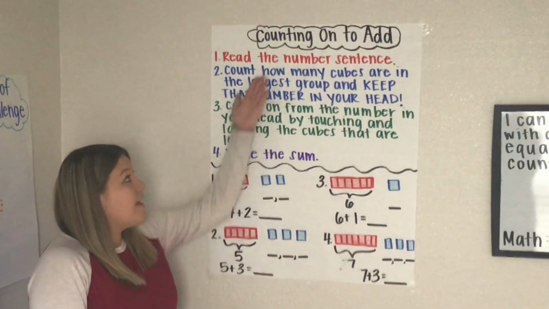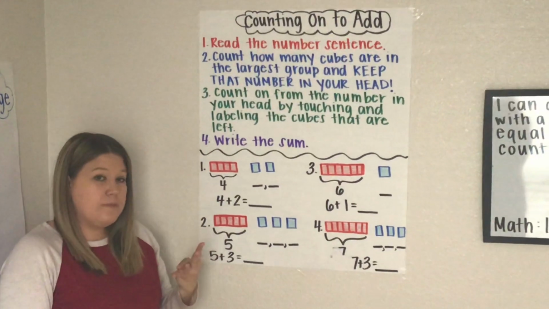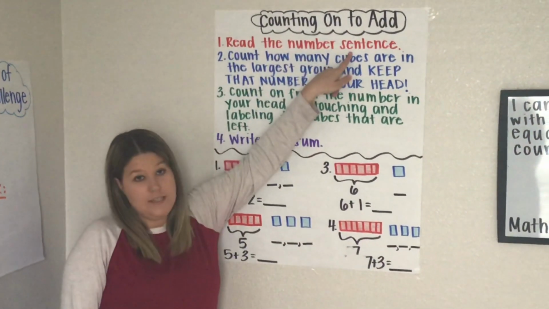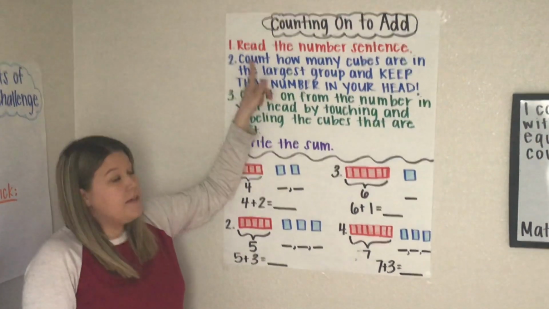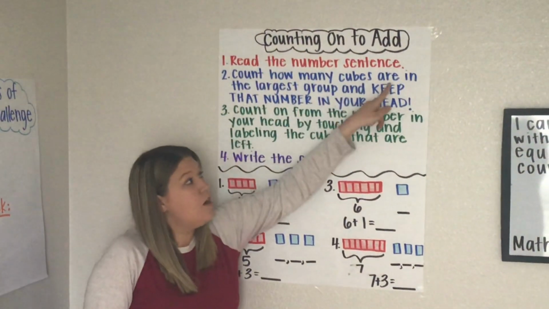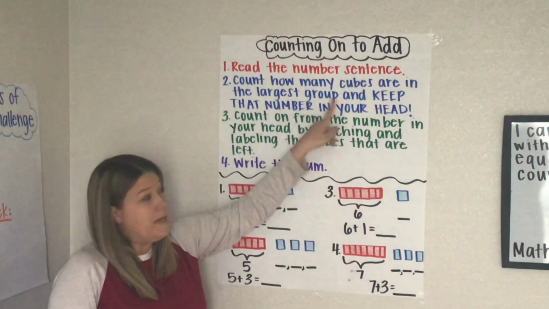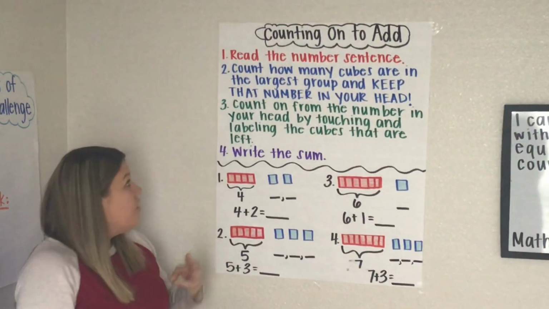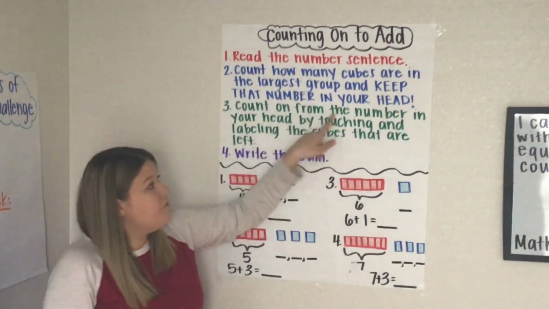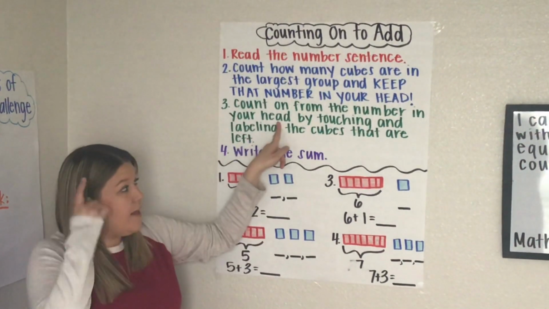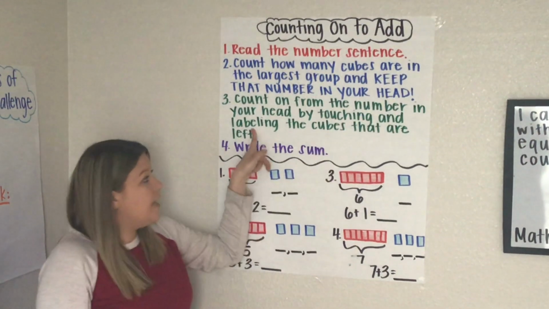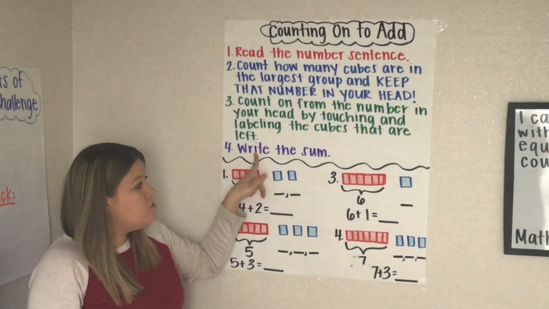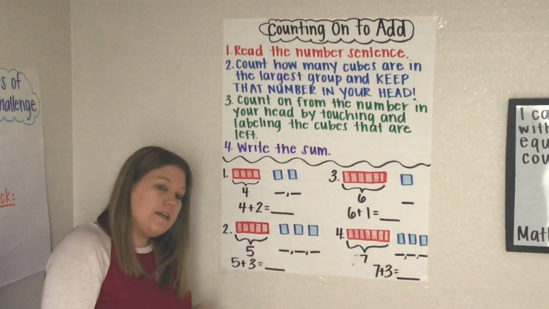Okay, so with counting on to add, there are 4 steps that we need to follow. The first step is to read the number sentence. The second step is to count how many cubes are in the largest group and to keep that number in your head. The third step is to count on from the number in your head by touching and labeling the cubes that are left. And the last step is to write the sum. Let's look at some examples.